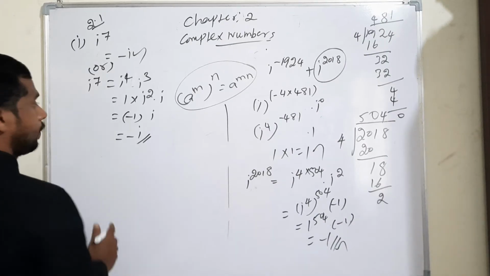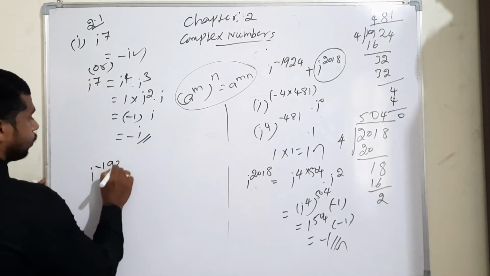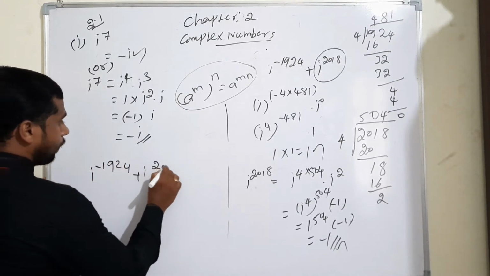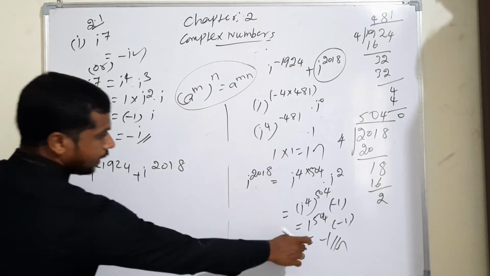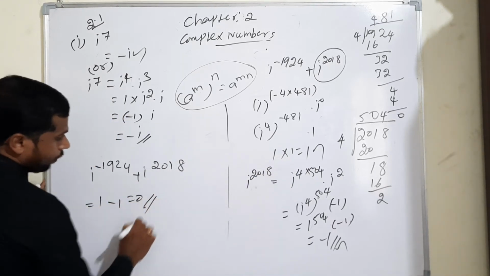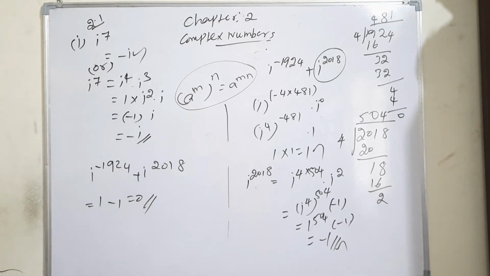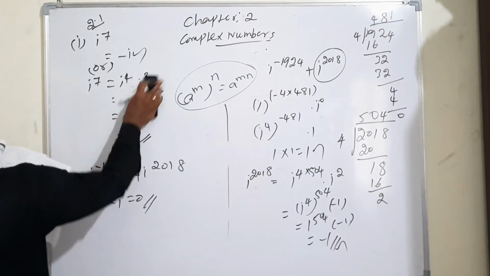Therefore, final answer i to the power minus 1924 plus i to the power 2018. The first answer positive 1, second answer negative 1 is equal to 0. So subdivision third also over. The next condition, subdivision 4.